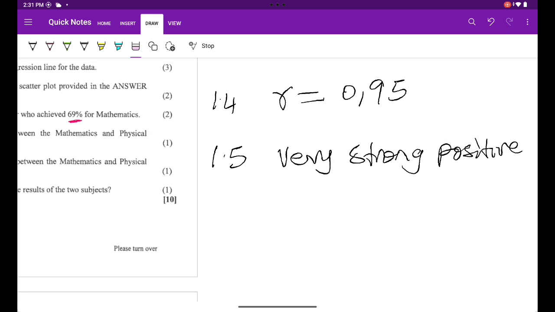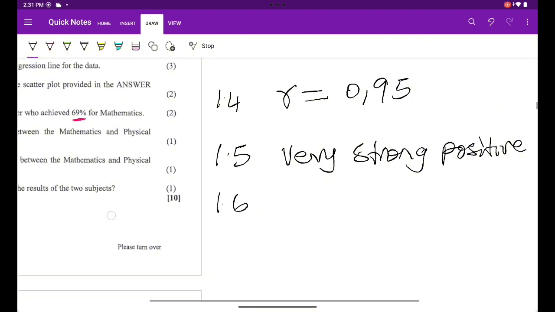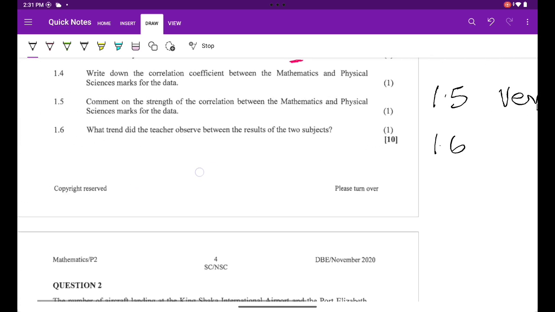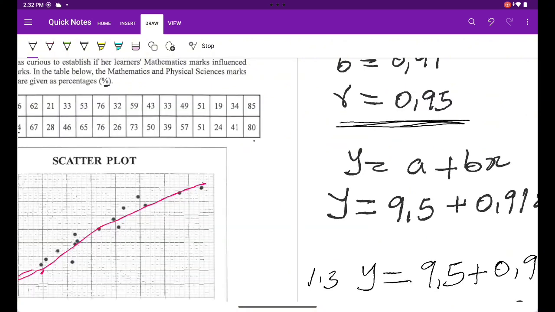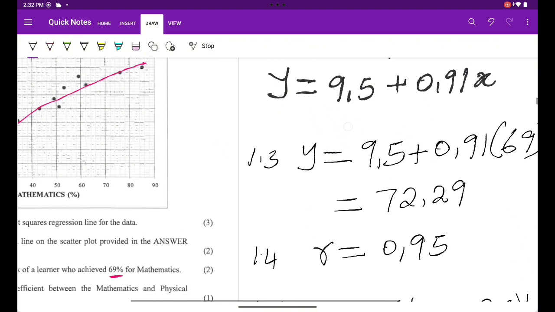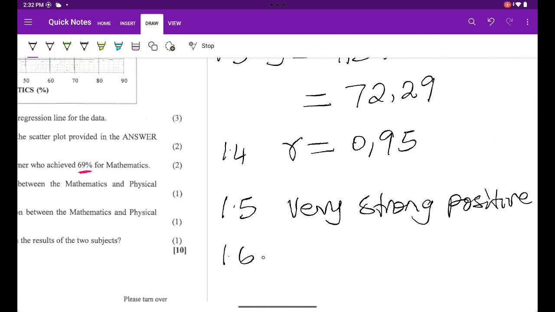Now it's 1.6. Okay, what is the question on 1.6? It's also 1 mark. Now, what trend did the teacher observe between the results of the two subjects? Okay, can you see 62, 67, 21, 28, 33, 46? So the higher the mathematics marks, the higher the physical science marks. So that's our conclusion.